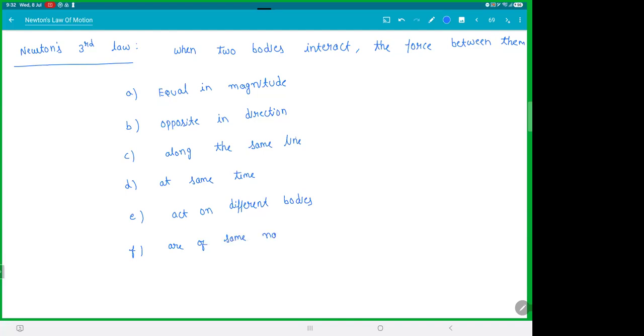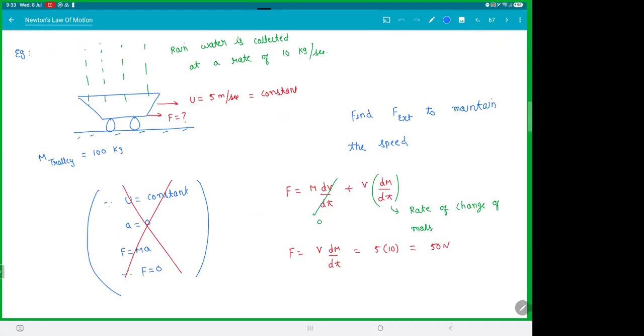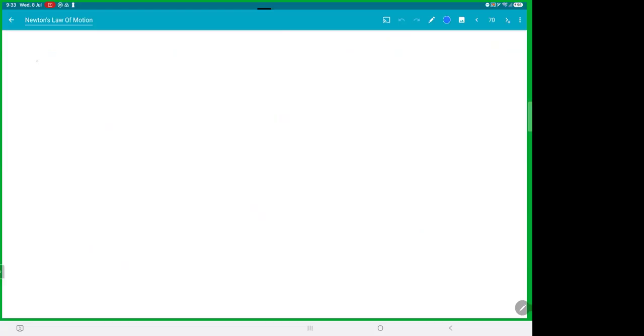What do you mean by same nature? Gravitation, electromagnetism, like that. So you have to satisfy these six conditions, and then you say it is Newton's third law. Action reaction is a bad definition. But how do we work this out? So let me ask you a question on this.